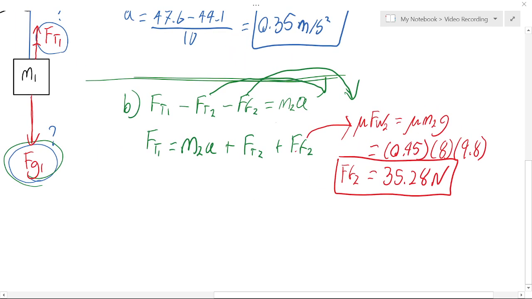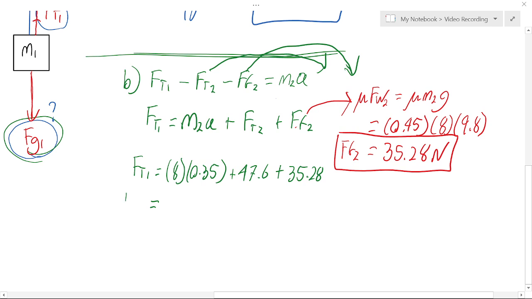Okay, and now we're ready to solve part B. So FT1 equals M2, which is 8, times A, which we found before, plus FT2, which is 47.6, plus FF2, which we just found, is 35.28, and we find FT1 is equal to 85.7 newtons.